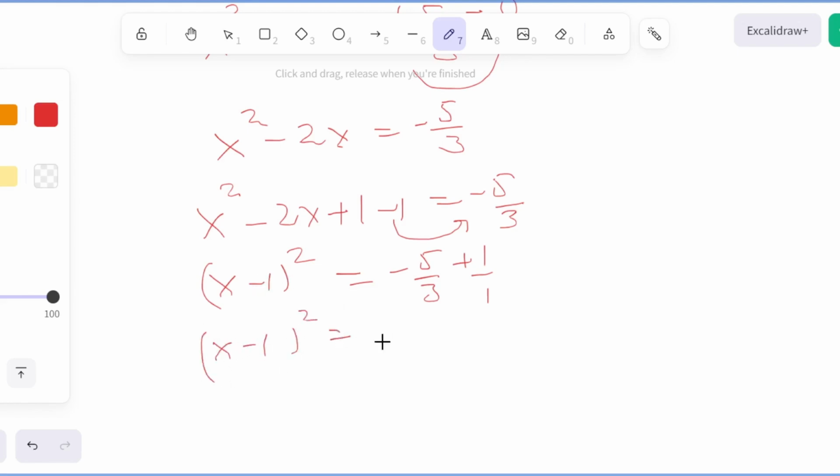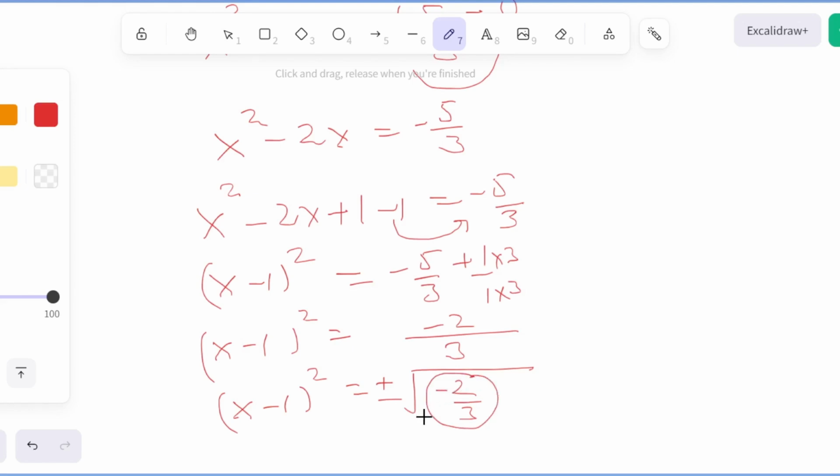Now if you solve the right hand side part, that will become 3 as the LCM. So 1 times 3, 1 times 3. So minus 5 plus 3 is minus 2, minus 2 by 3. Now, if you take the square root on both the sides, let us first take the square root of minus 2 by 3. This will come out to be imaginary numbers because we have a negative number inside the square root. So this will give you imaginary numbers.